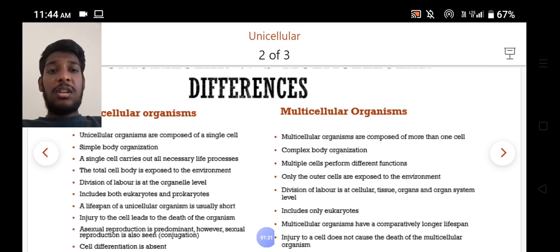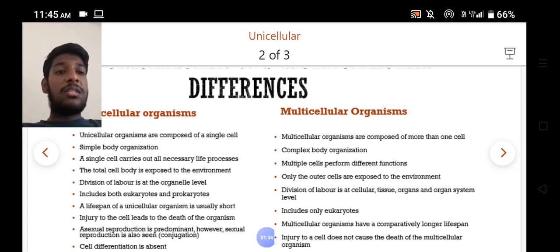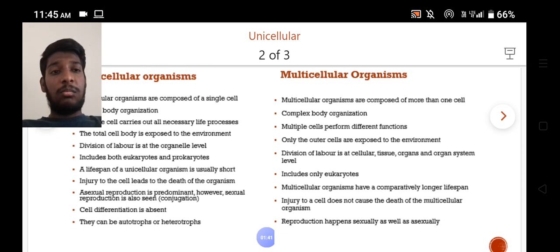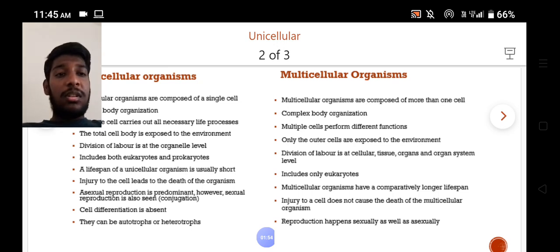In unicellular organisms, the division of labor is at the organelle level, whereas in multicellular organisms, division of labor is at the cellular, tissue, organ and organ system level. Unicellular organisms include both eukaryotic and prokaryotic cells. Multicellular organisms include only eukaryotes.